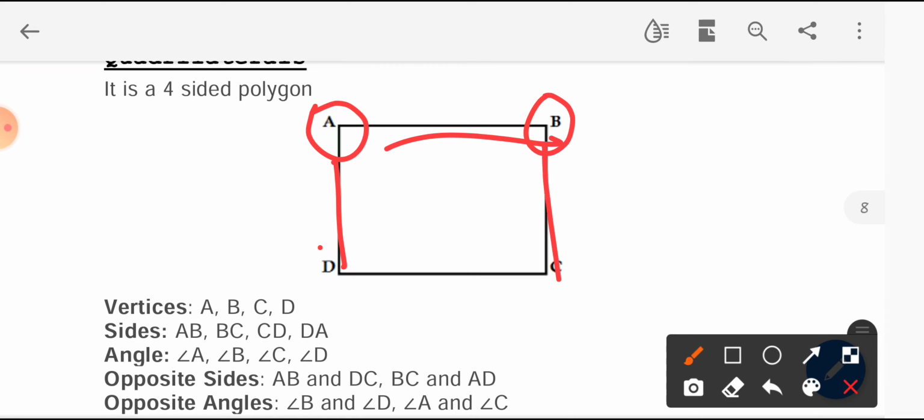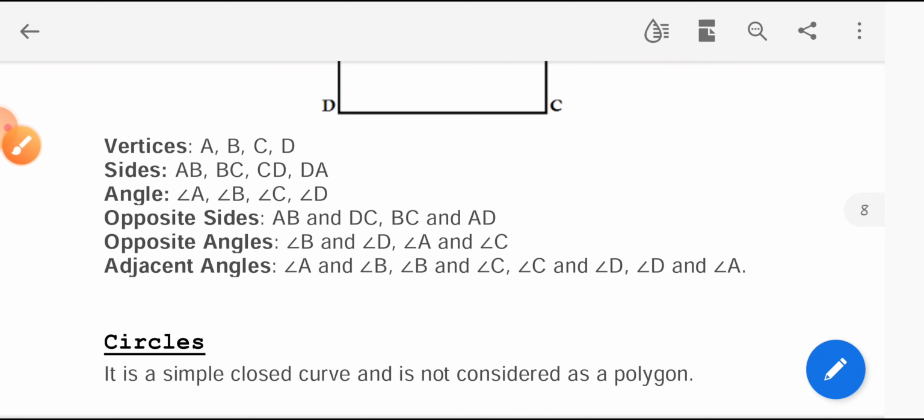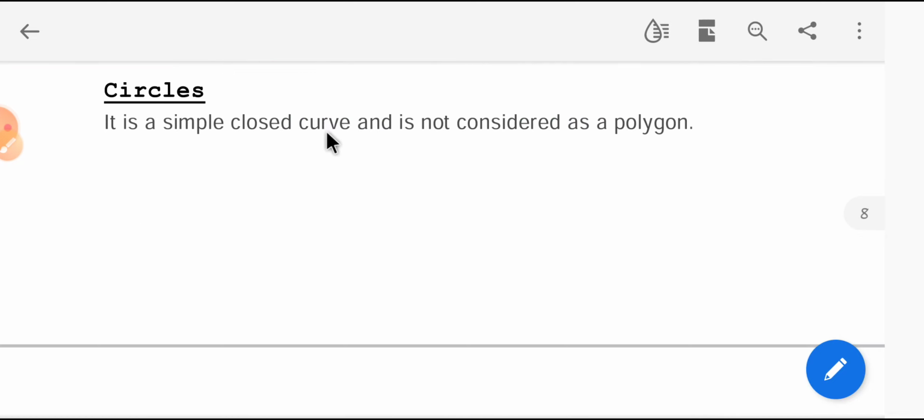Then angle B के पास एंगल C और एंगल A. So these are known as adjacent angles. So angle A and B, then B and C, C and D, D and A. So these are the adjacent angles.